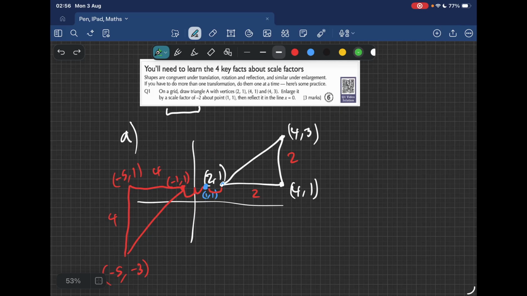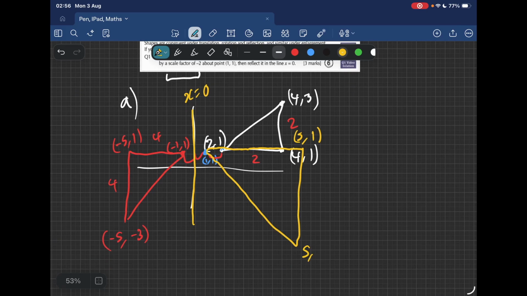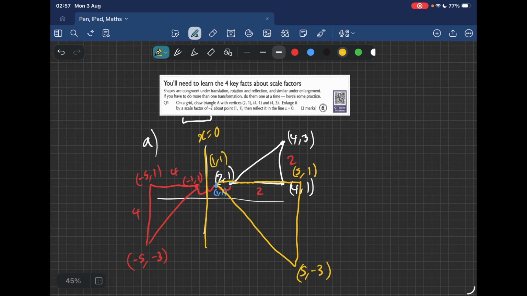Now we want to reflect this on the line x = 0. Hopefully we know that the y-axis is the line where x is 0. So we reflect this over that line and we get a triangle that looks something like this, because it's going (5, 1), and it's going down to (5, -3). And it's at (1, 1). And that is our final answer.